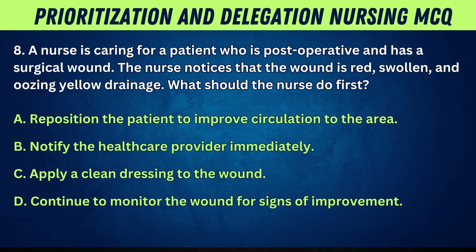8. A nurse is caring for a patient who is postoperative and has a surgical wound. The nurse notices that the wound is red, swollen, and oozing yellow drainage. What should the nurse do first? A. Reposition the patient to improve circulation to the area. B. Notify the healthcare provider immediately. C. Apply a clean dressing to the wound. D. Continue to monitor the wound for signs of improvement.